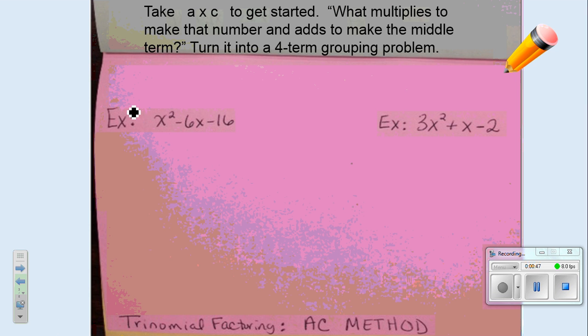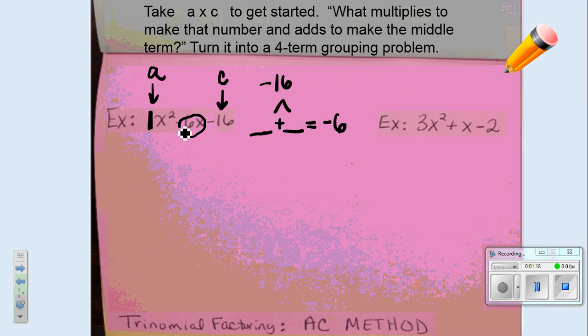So the first thing you do is you have to identify what A is and what C is. Well, A is always the number in front of the variable. So that's A. 1 is A. Then C is always the constant. It never has a variable. So A times C. Okay, 1 times negative 16, negative 16. Now you're trying to find 2 factors of negative 16 that when you add them together, they'll add up to be that middle term, negative 6x. So we want 2 numbers that multiply to make negative 16, but add up to be negative 6. Well, that would be negative 8 and positive 2.